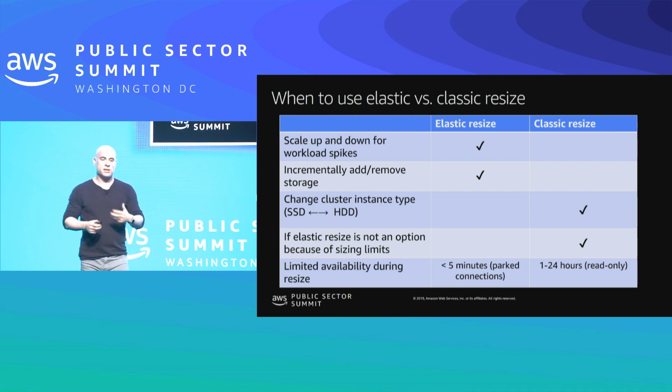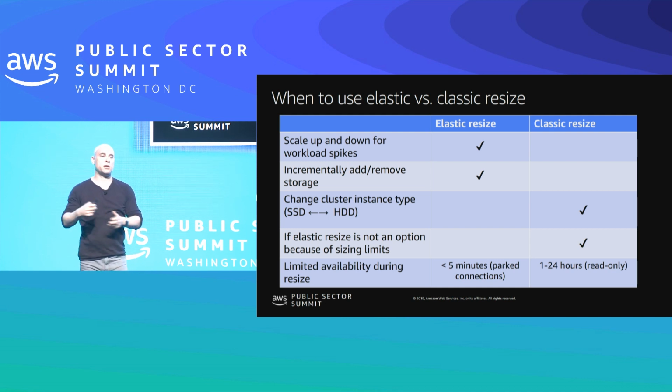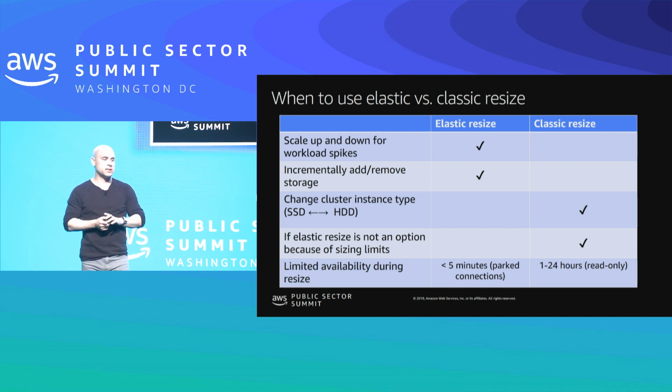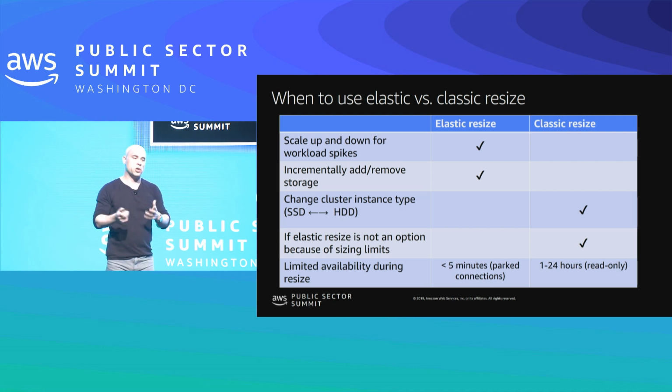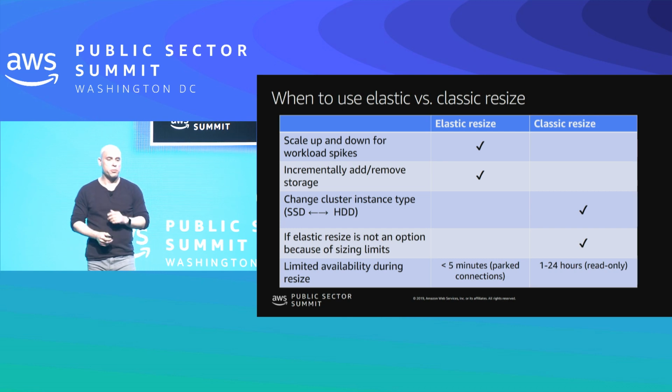So when would you use one versus the other? You would use elastic resize, maybe scaling up for spiky write workloads, incrementally just adding and removing storage. With classic resize, you can switch hardware types. So if you started out on magnetic disks and you wanted to move to SSDs, classic resize allows you to switch instance types as well. Obviously, if the limitations of elastic resize are restricting you, you would also use classic resize. And you can see the difference in the amount of time it takes: classic resize is usually an overnight operation.